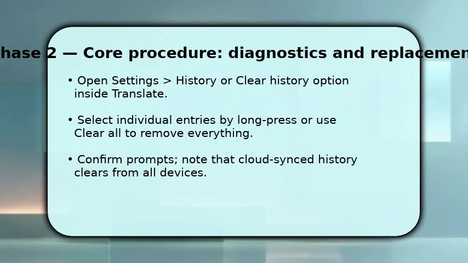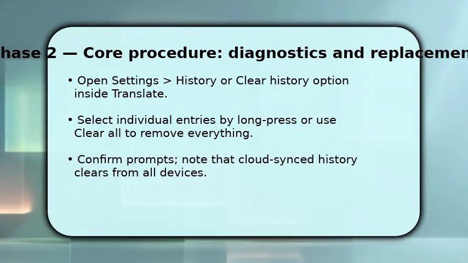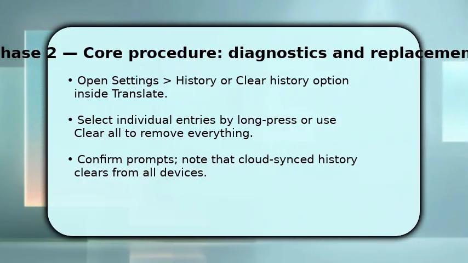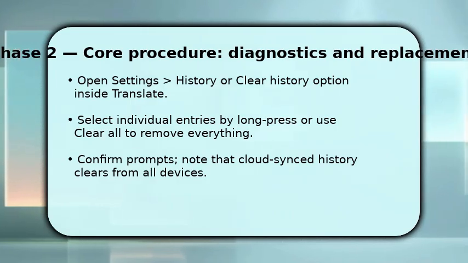Once you're in Settings, find History or a Clear History option. It's typically under Privacy or App Settings. Tap History to view recent translations. To remove a single entry, long press the item and confirm deletion. To remove everything, choose Clear All and accept the confirmation prompt.